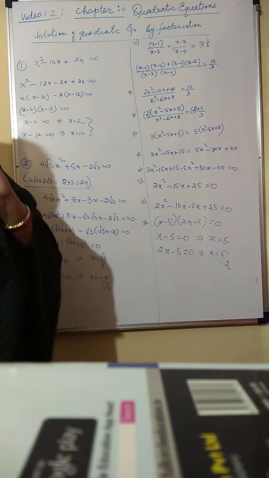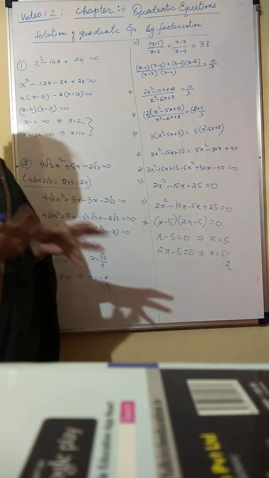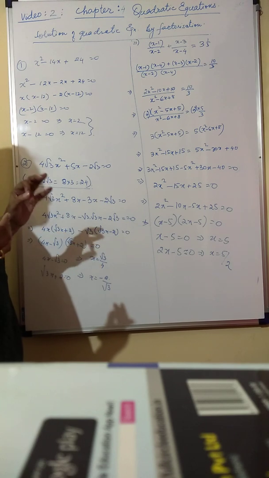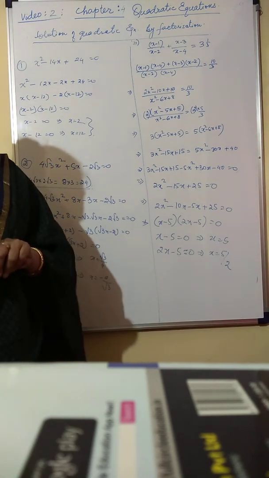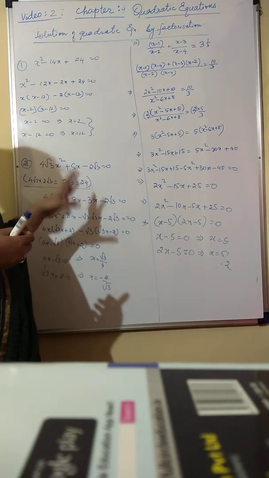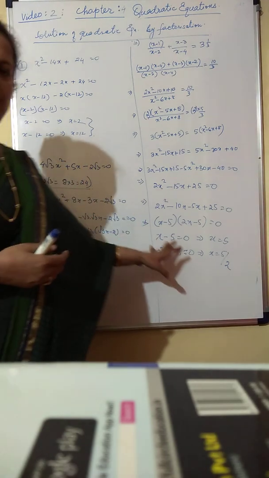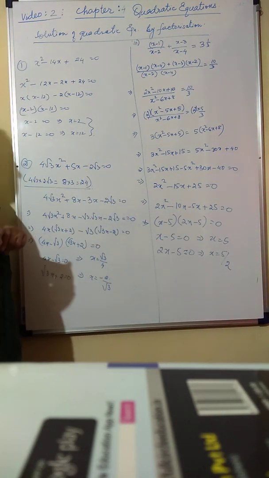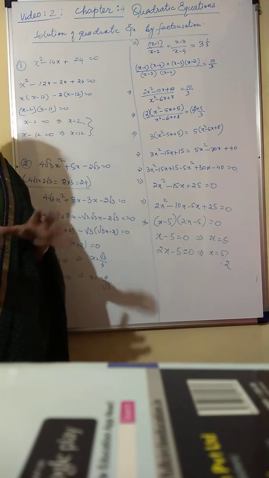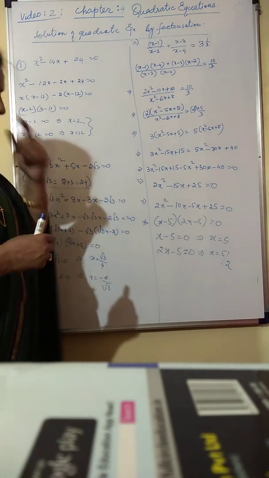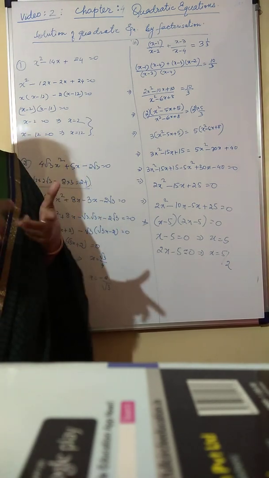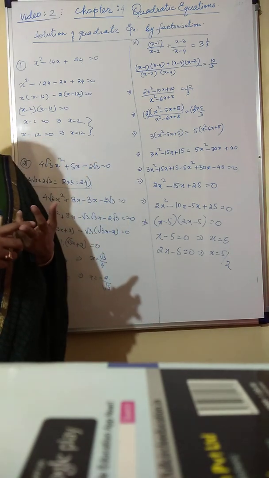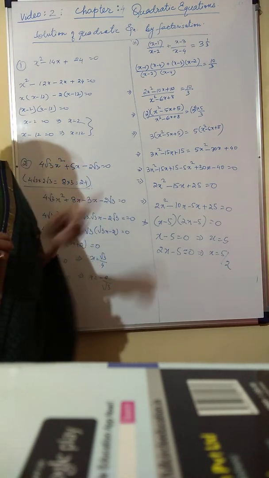So you make yourself thorough with that method of splitting the middle term, because only once in a while will you come across quadratic identities, but the majority of the questions will be solved using splitting the middle term. So I would expect everyone to be very thorough with that method. If you have any problem, go to your class 8 textbook. There also you have the method of solving.